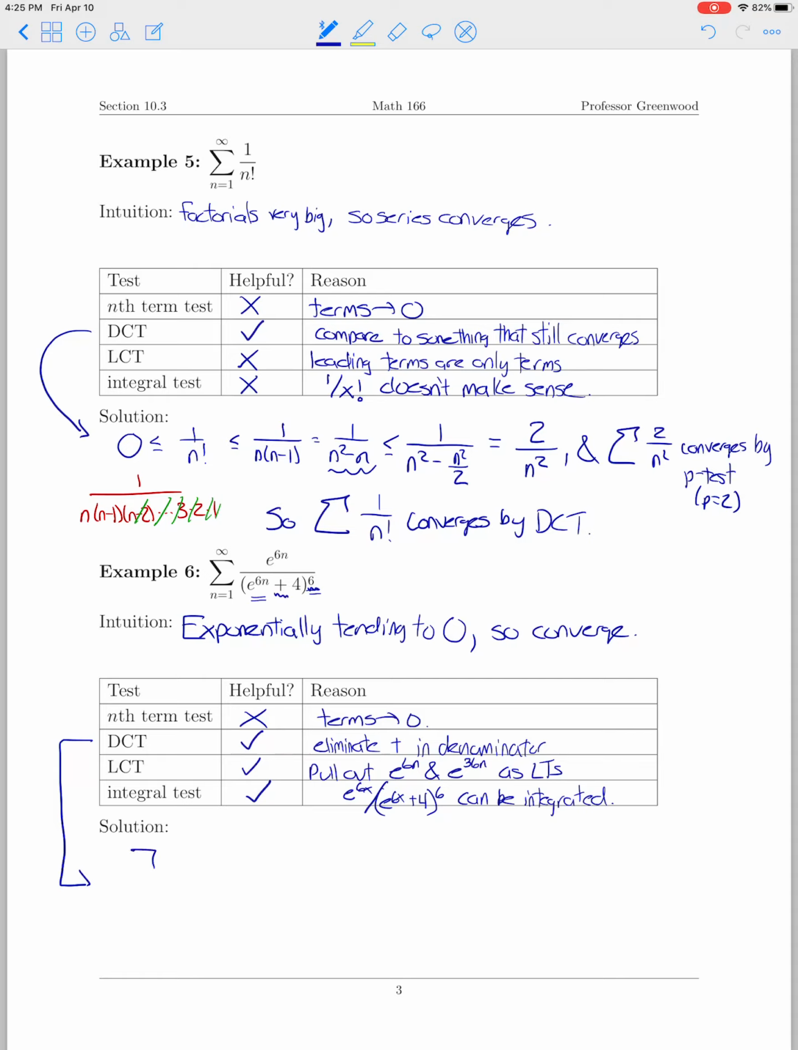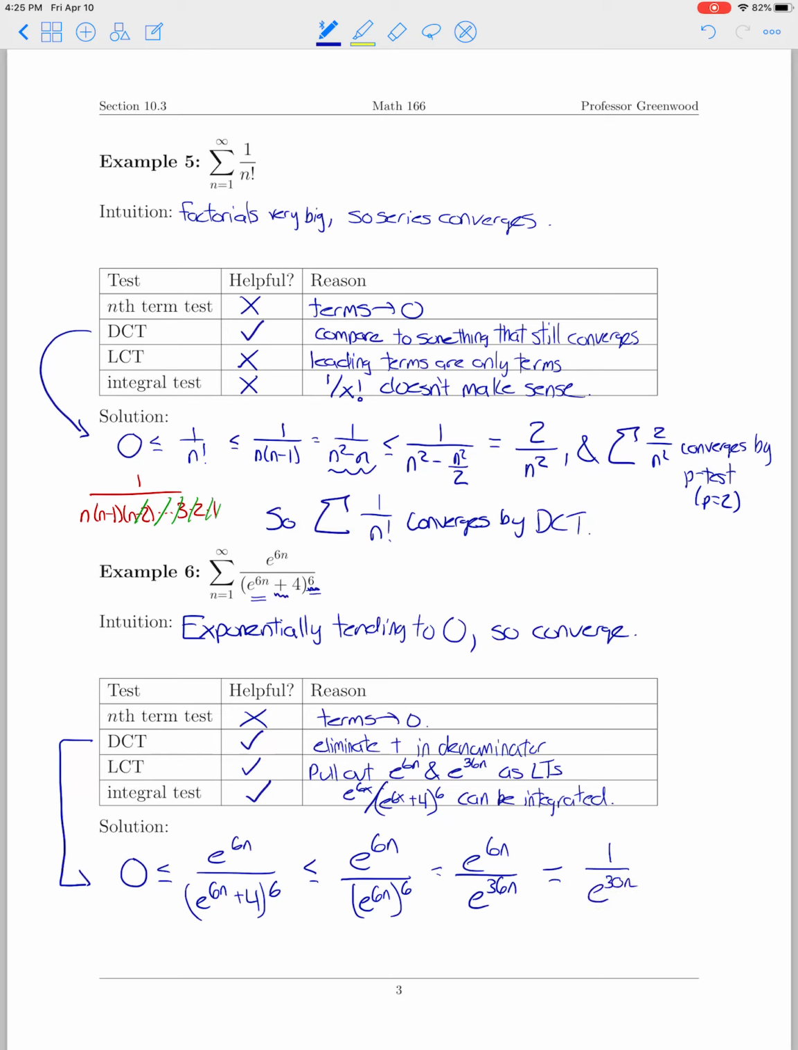And so in this case, we have that 0 is less than or equal to e to the 6n over (e to the 6n plus 4) to the 6th. And then, like I said, this plus 4 is only making the denominator bigger, and so it's making the entire thing smaller, and so I could just get rid of that. And I know that this is less than or equal to e to the 6n over (e to the 6n) to the 6th. And so that's e to the 6n over e to the 36n. And then if I simplify that using power rules once more, then I have that this is really 1 over e to the 30n.